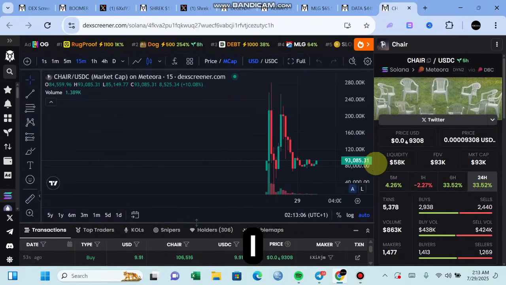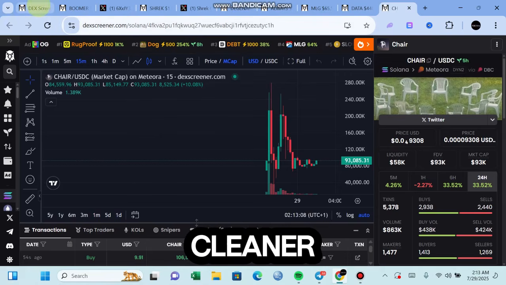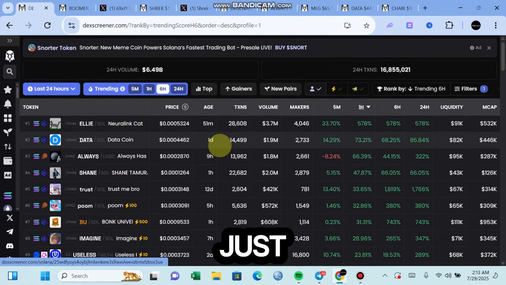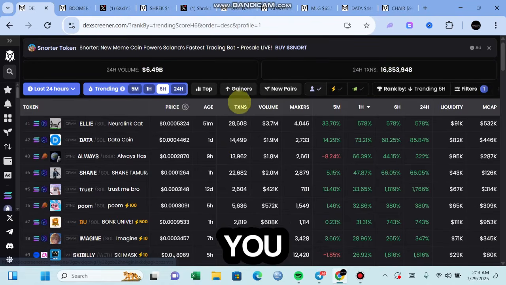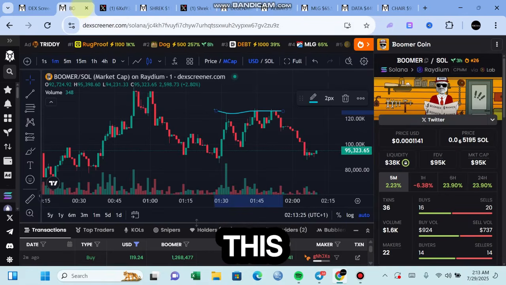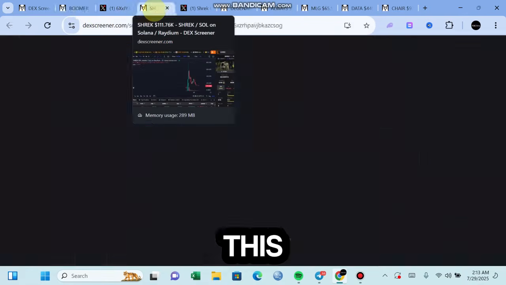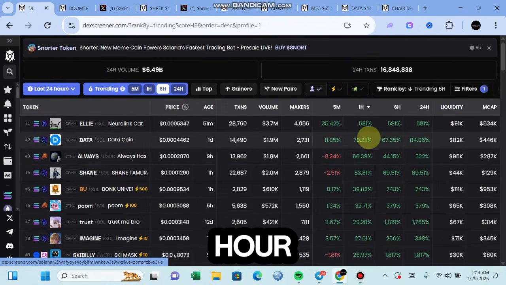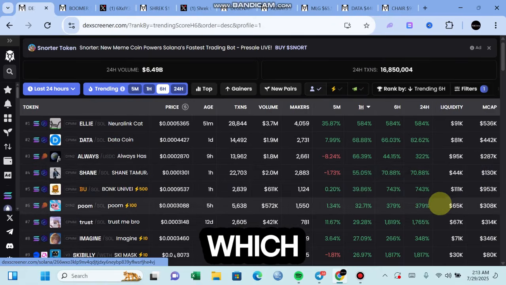Well guys, basically I can use this screener. There are other ways, but this is basically the first way. You just need to look for it. You can use either 5 minutes or 1 hour. You need to look for coins from the last 1 hour, which I did. I used 5 minutes earlier, and that was what gave me this one and this other one. So I came back to use 1 hour and I got some good coins which you can probably use.